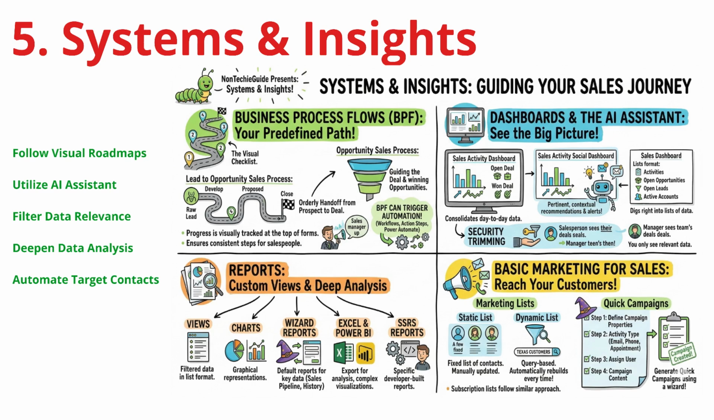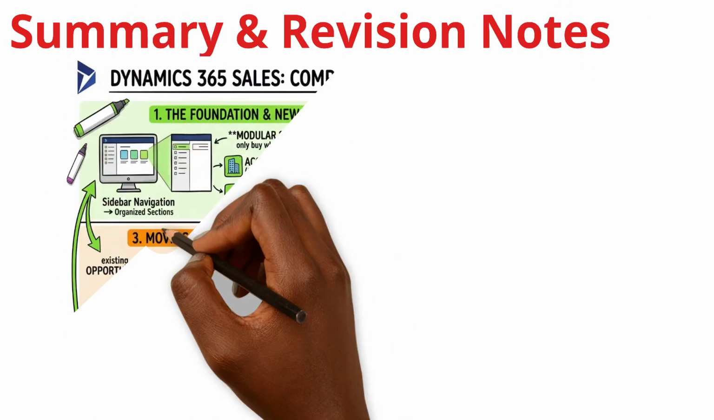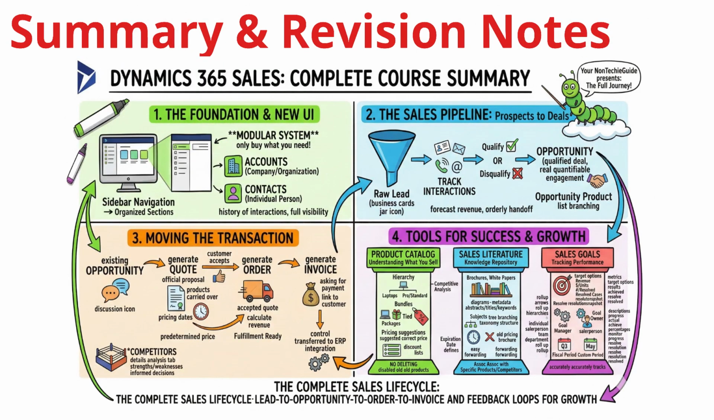Finally, access basic marketing features. Create target marketing lists utilizing dynamic lists that automatically rebuild query parameters, like all customers in Texas. Then use the Quick Campaign Wizard to select an activity like email or phone, assign a user, and execute direct customer contact immediately.